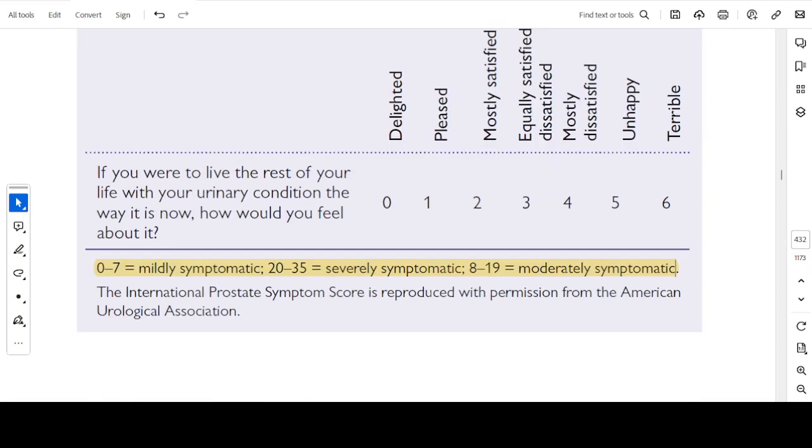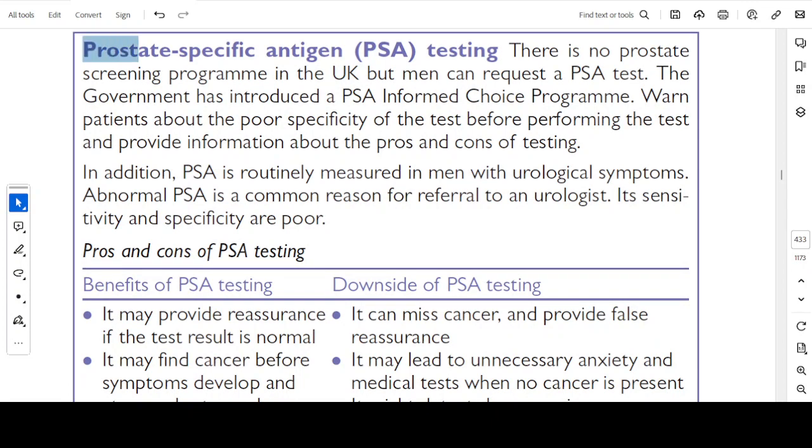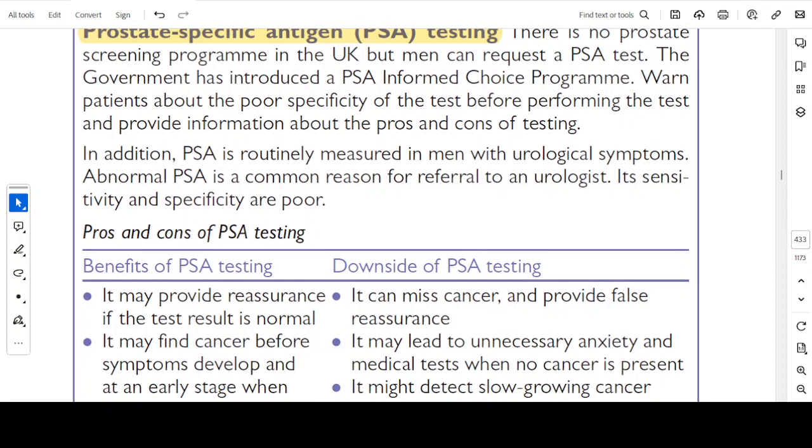International Prostate Symptom Score. Prostate Specific Antigen testing, PSA. There is no prostate screening program in the UK, but men can request a PSA test. The government has introduced the PSA Informed Choice program, which warns patients about the false positive rate and limited specificity of the test before performing it, and provides information about the pros and cons of testing. In addition, PSA is routinely measured in men with urological symptoms. Abnormal PSA is a common reason for referral to a urologist. Its sensitivity and specificity are poor.